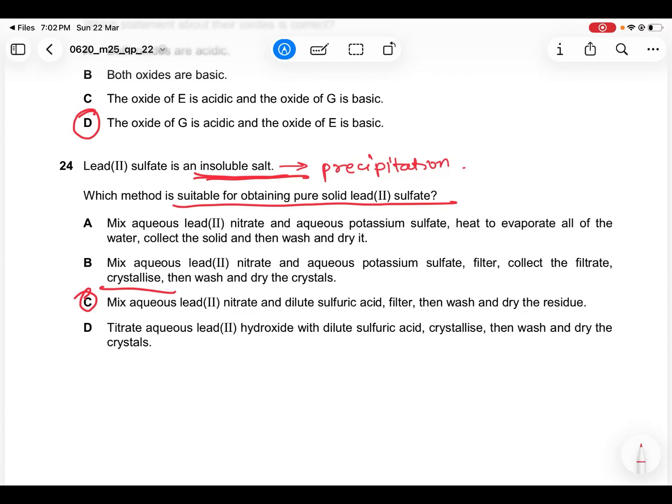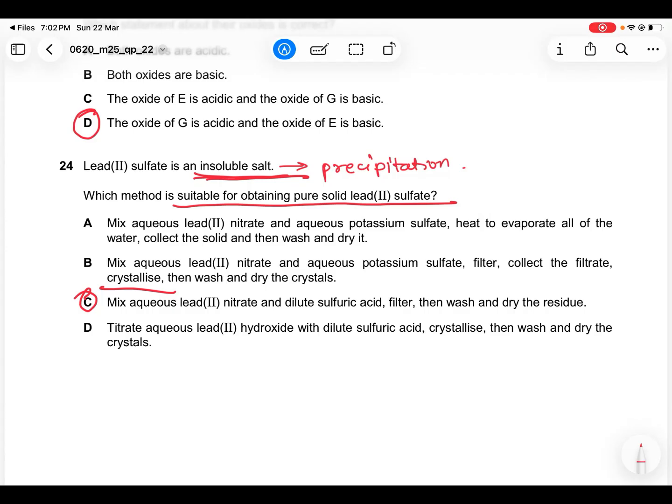Mix aqueous lead(II) nitrate and aqueous potassium sulfate, filter, collect the filtrate, crystallize, then wash and dry the crystals. Again in B they have used the same reactants, but the method shown is not correct because precipitation is a different method. You do not need to crystallize that salt. Option C: mix aqueous lead(II) nitrate and dilute sulfuric acid, filter, then wash and dry the residue. For the fourth one, titrate aqueous lead(II) hydroxide with dilute sulfuric acid, crystallize, then wash and dry the crystals.